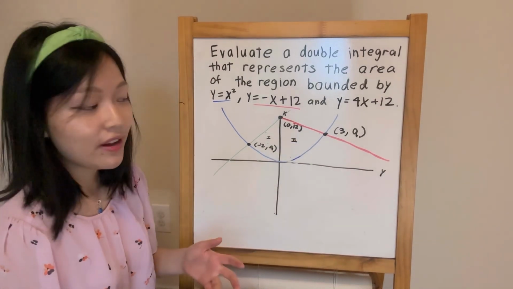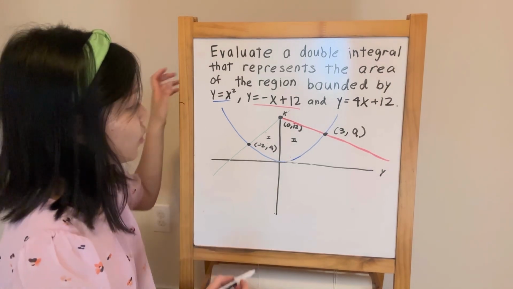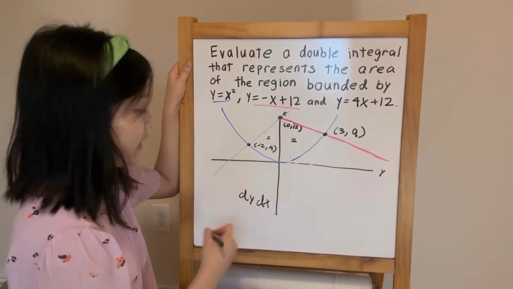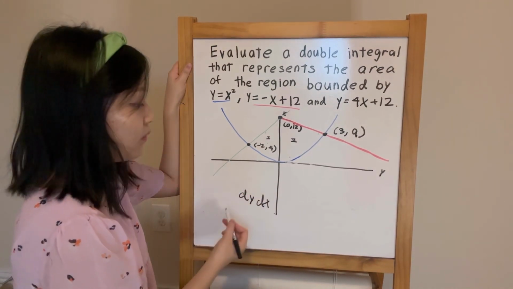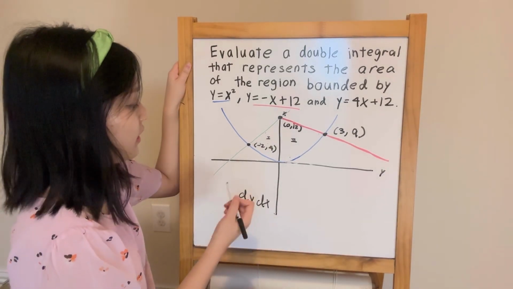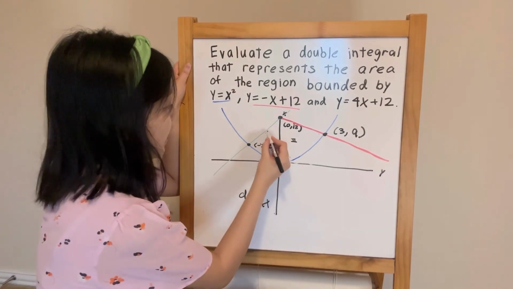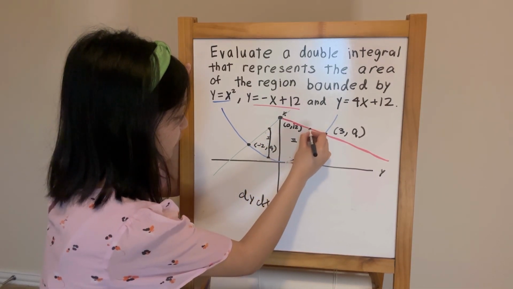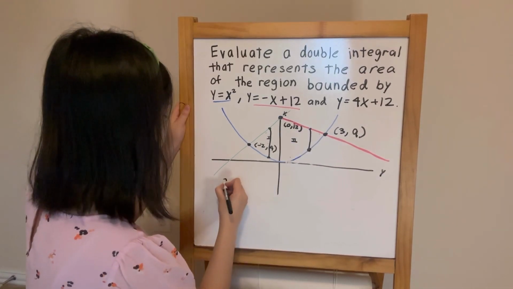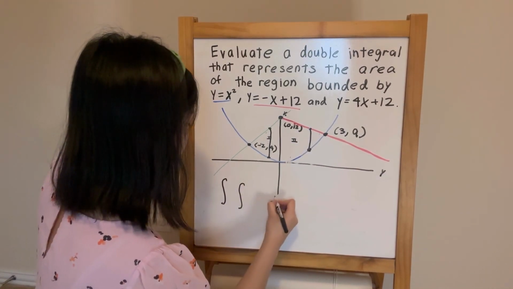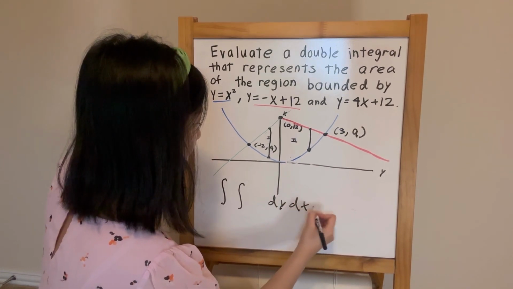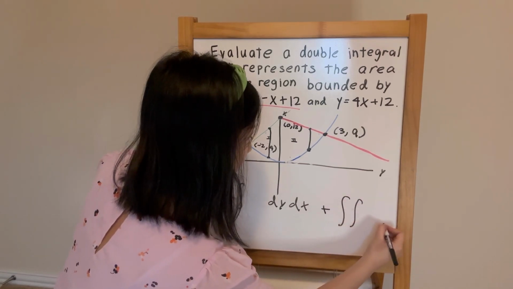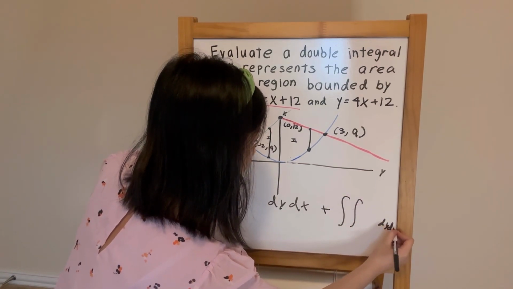And remember in the last video how I set up the double integral? You have to set it up in terms of dy dx or dx dy. But since dy dx is usually easier, I'm going to use dy dx instead. So what we do is draw a vertical line from here to here and another vertical line from here to here. So we're going to set up the double integral here, dy dx. This is going to be region 1, plus the double integral dy dx.